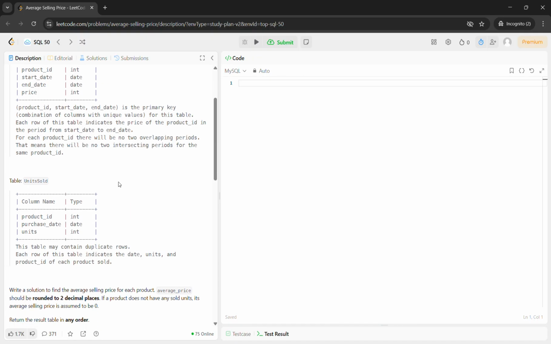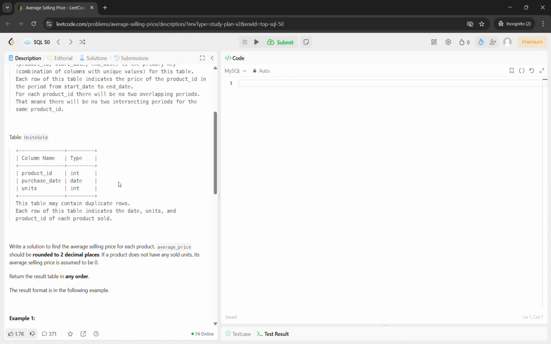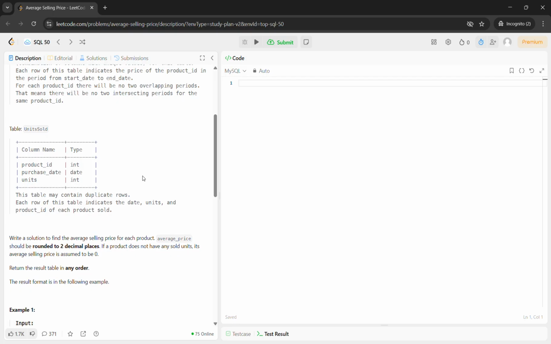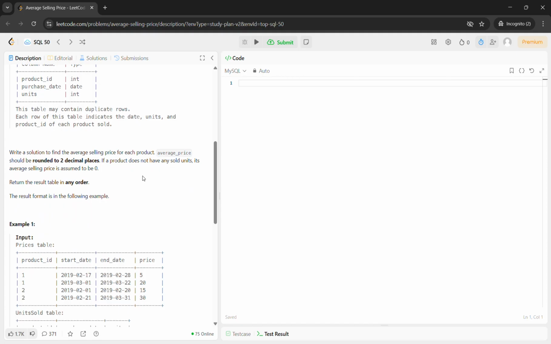And then we have units sold, another table which has 3 columns: product ID, purchase date, units. This table may contain duplicate rows. Each row of this table indicates the date, units, and product ID of each product sold. Okay, so let's see the question.